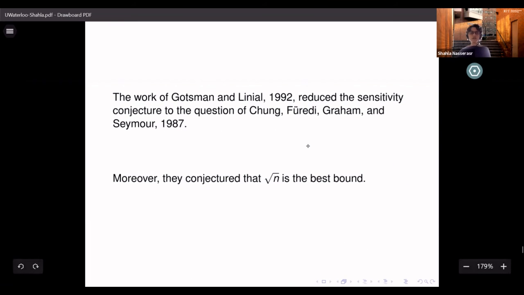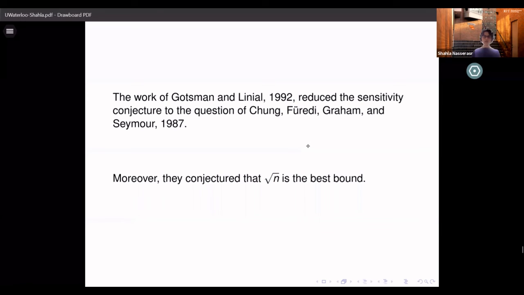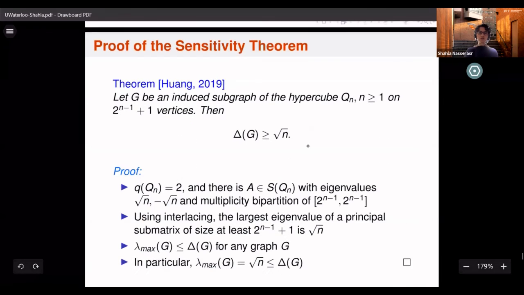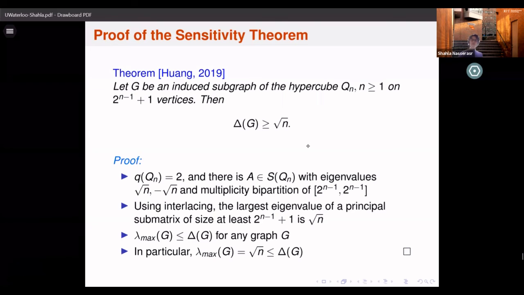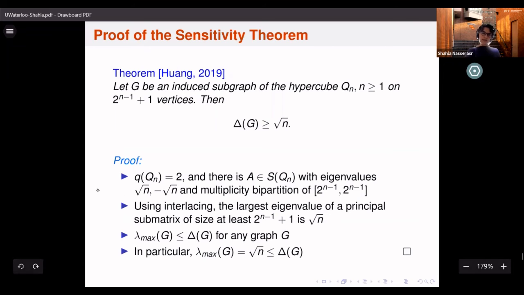So in 1992, Gotsman and Linial showed that the sensitivity conjecture at the time can be reduced to the question that Chung and her co-authors had in 1987. And they also conjectured that the square root of n is the best one. So this was open all the time until 2019, which is when Huang gave this really nice proof of the sensitivity conjecture. So I've outlined that in here.